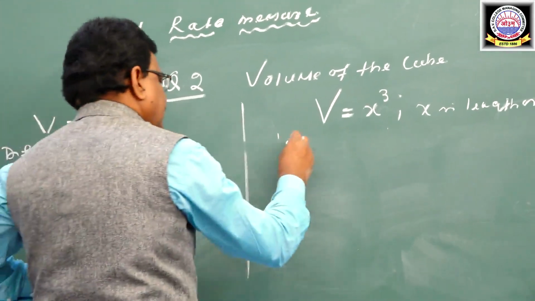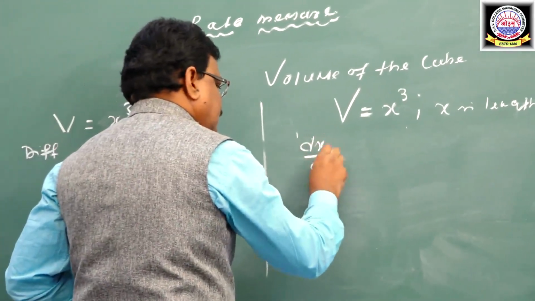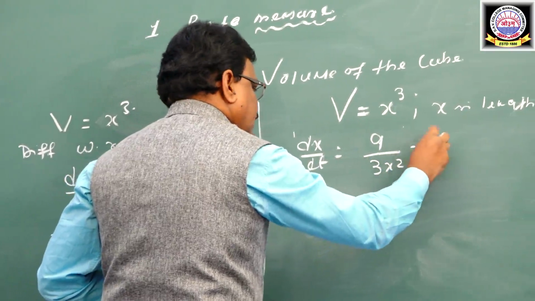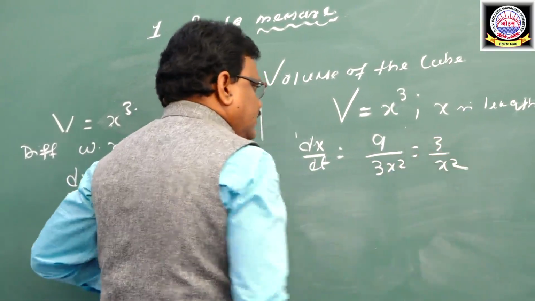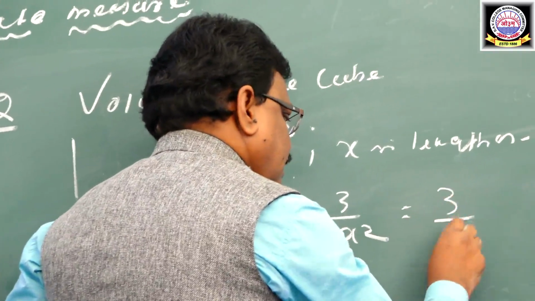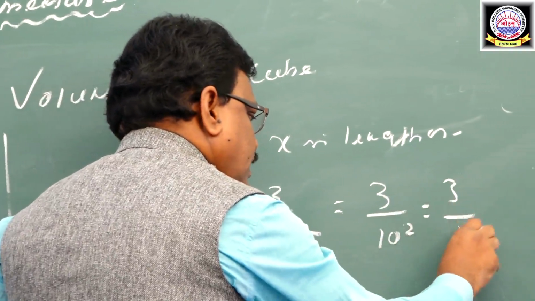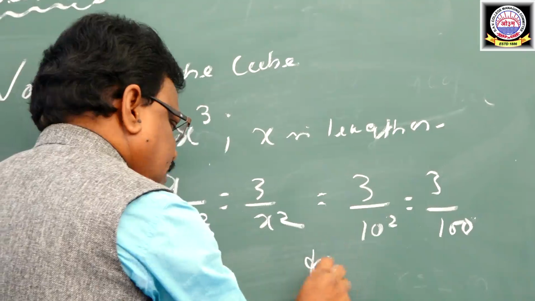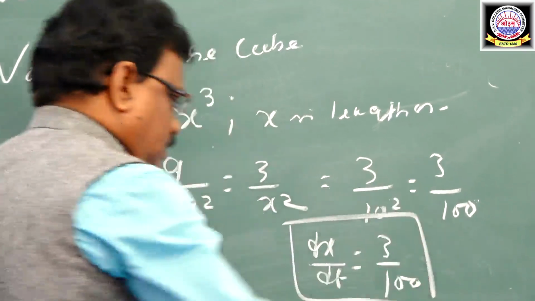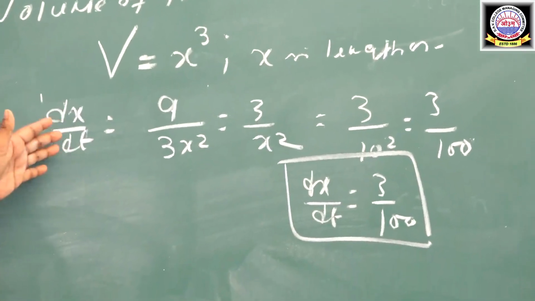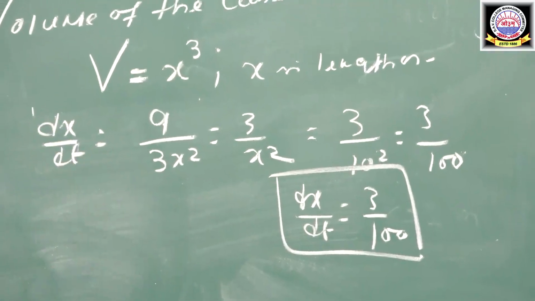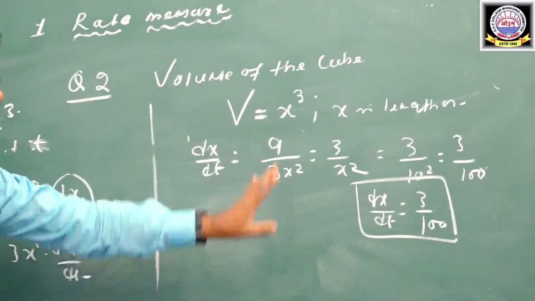So, what is the value of dx by dt? Now, dx by dt is equal to 9 divided by 3x square, that is equal to 3 by x square. The value of x is already given, 10. So, I can write 10 square. So, 3 by 100. That means dx by dt is equal to 3 by 100. I got that, but that is not the solution of the problem. On the way, I got dx by dt as 3 by 100. I can write it as 0.03, but I am writing 3 by 100.